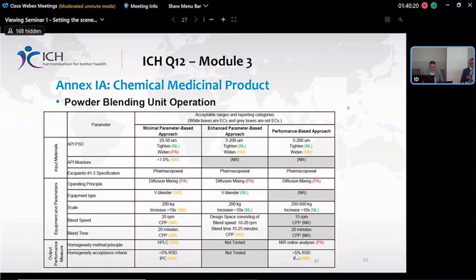So this is, in effect, the same manufacturing process, the same blending unit operation, but from 3 different companies following different development approaches and different control strategies. Their established conditions will be different and their reporting categories for future variations will be different. But in each case, it's risk proportionate, and as a regulator, we are seeing prior approval type 2 variations only for the aspects that pose a risk to product quality.